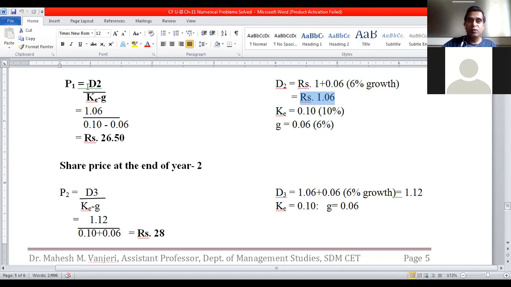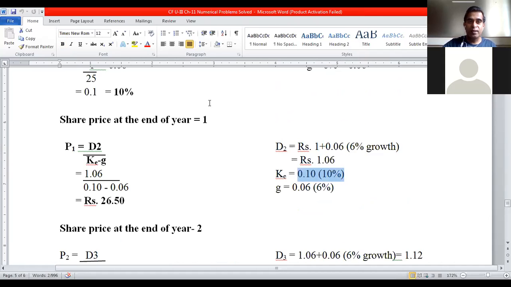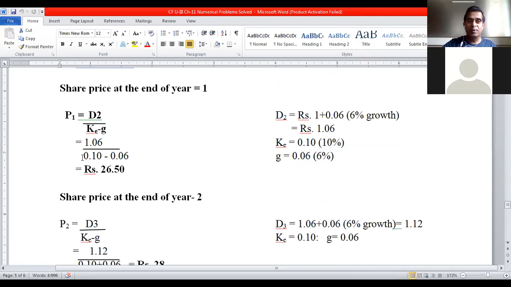So D2 we found. And KE is nothing but the cost of equity capital, which is 10%, which you have already calculated here. It can be rewritten in decimals as 0.10 minus G. G is 0.06. So 0.1 minus 0.06. If you simplify this properly, you will get 26 rupee 50 paise as the expected price of the equity share at the end of year one.